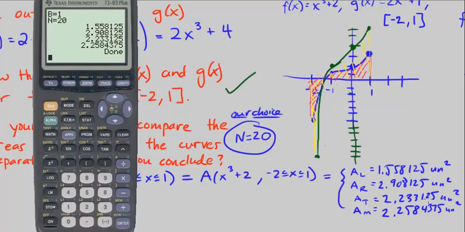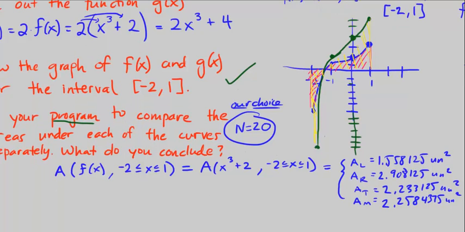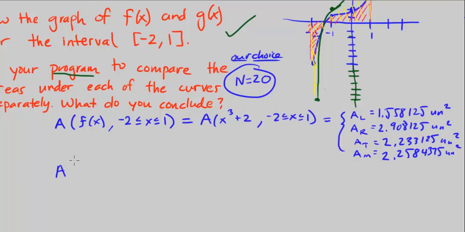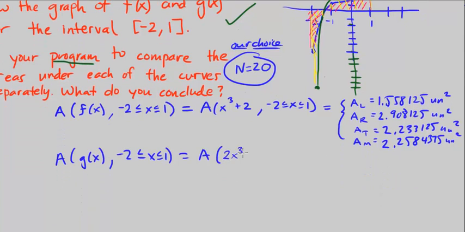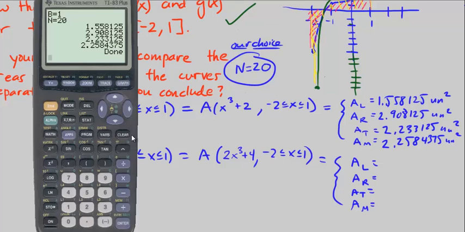And finally, the midpoint rectangles is 2.2584375 units squared. Okay? So now let's go on to also compute the area under g of x between the same region, -2 and 1. And we found in part A here, g of x is 2x cubed plus 4 between -2 and 1. And let's compute that. In our calculator, we're going to get A L, R, T, and now midpoint, right? So let's bring out our calculator.